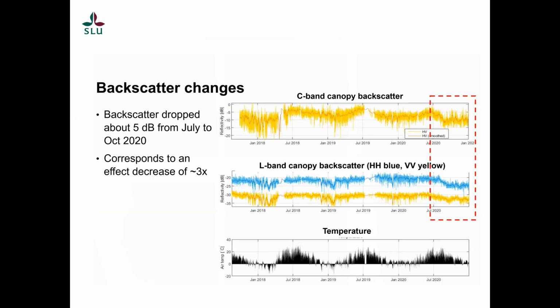And what we saw from that earlier work was that we had a backscatter drop, which is basically because the water disappears from the trees and they stop functioning. So the signal is no longer backscattered in the tree, so it's basically going through and reflecting away from the sensor. And the 5 dB change corresponds to a change in power of about 3 times. So it's quite a lot.